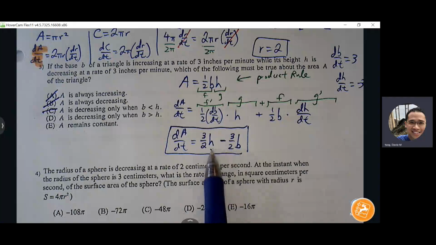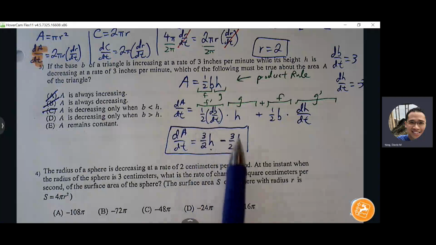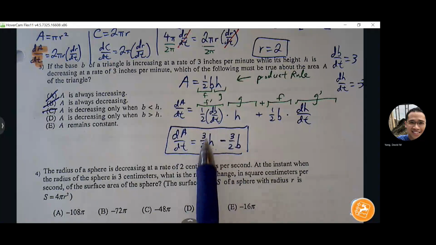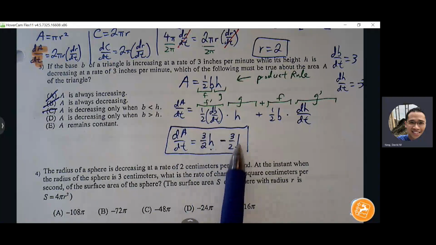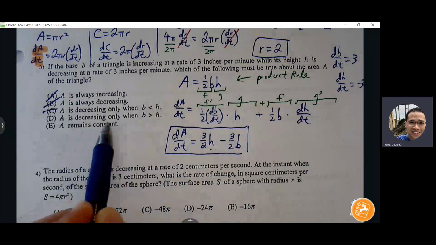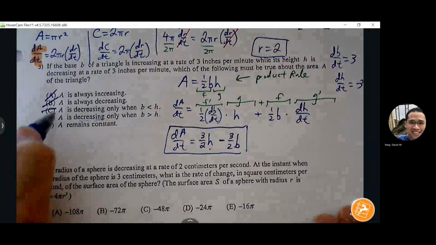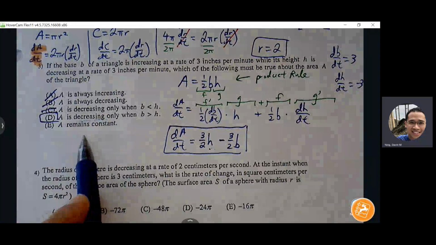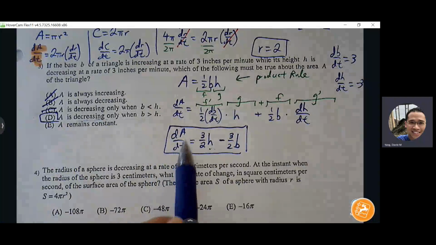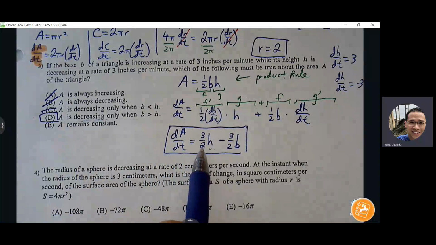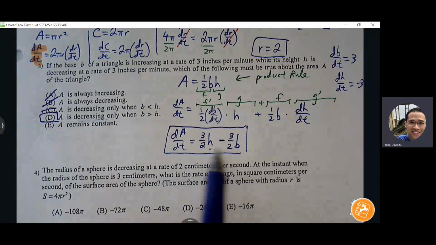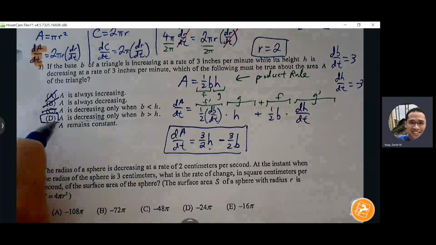A is decreasing only when B is greater than H. So if B is greater than H, this number is always going to be what? Positive or negative? Negative, and so A is decreasing. This is true, right? So this is our answer. Our answer choice is D. A remains constant. That just means that dA/dt is always a numeric value that's never changing. We know that's not true, right? Depends on what the H and B are.